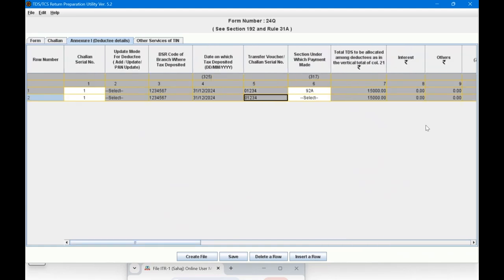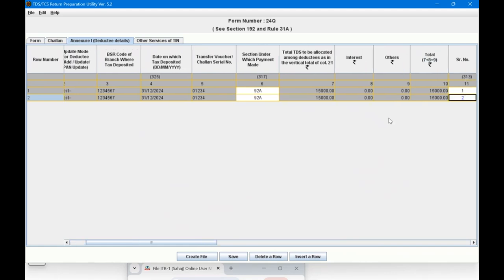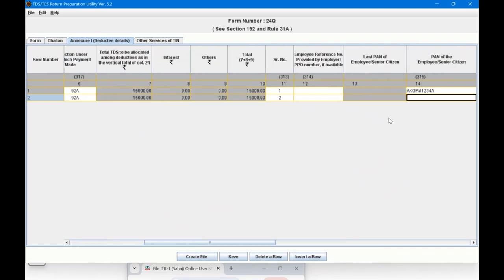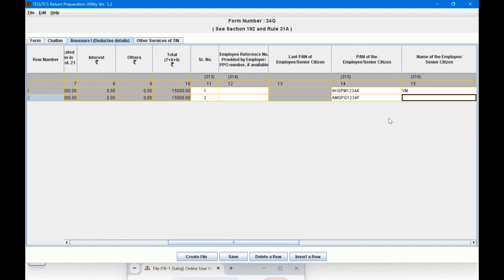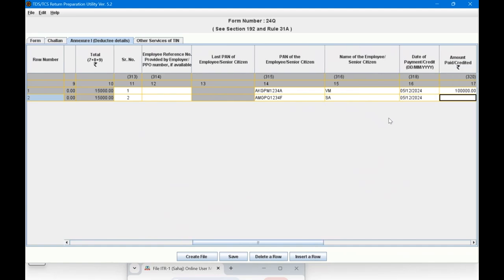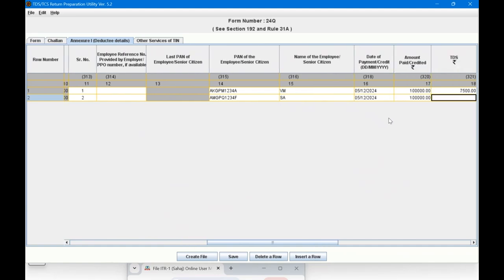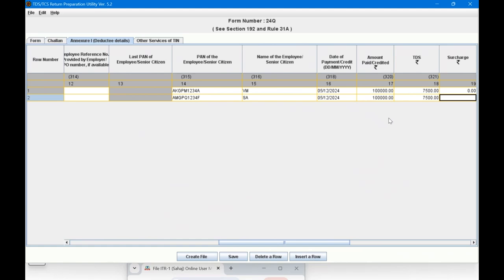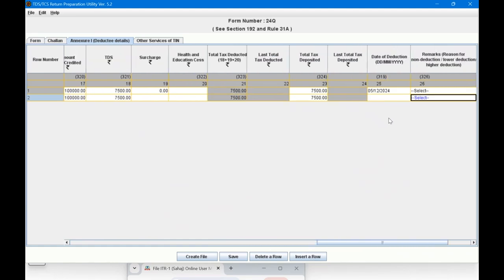Then for another, we are required to add one more deductee. Similarly, we will provide the PAN number. Again, here it is 1 lakh. Amount of TDS, that's all. We need to provide this information in the TDS return.